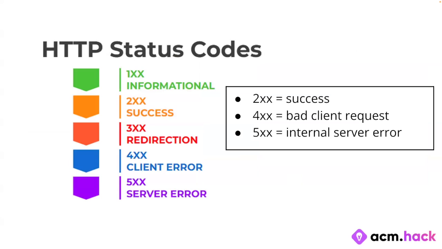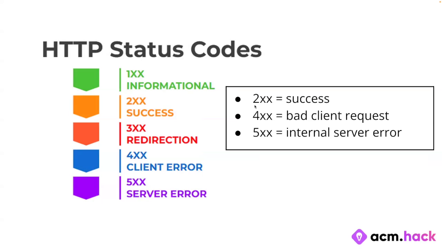Usually we just read the first digit first, and if we see a 2, that means we're good. We don't really need to care a lot about our program. But if we see a 4 or 5, something is not going right. And because we're both developing the front end and the back end of our app, that means something that we've done must have gone wrong. So you can't really blame that on some other developers because you're working on both sides of the app.